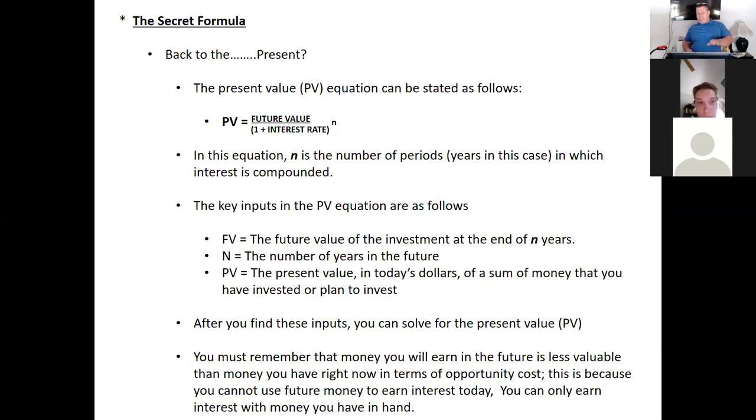The other reason that money today is worth more than money in the future is inflation. Inflation will eat away at the value of that money. So $100 today will buy $100 worth of today's goods. That same $100 in the future will buy less than $100 of goods because inflation is something that continues to go up.